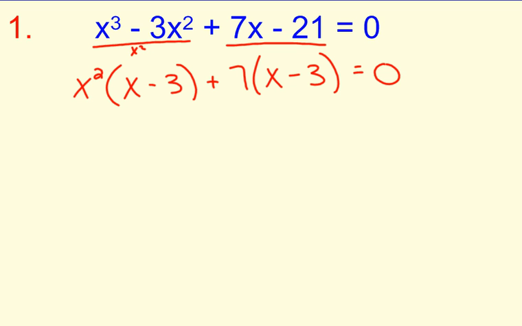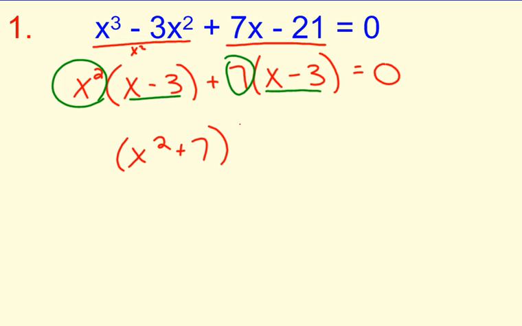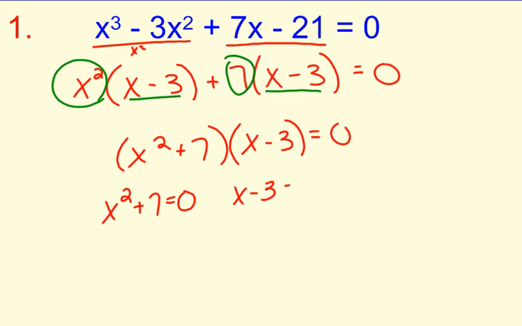So then my last step in factor by grouping is I wanted these factors in parentheses to be the same. That tells me I did it right, and then I pull each of these into their own factor. So I would have x squared plus 7 times x minus 3. From here, I'm going to take each factor, set it equal to 0, and solve. So I subtract 7 from both sides.